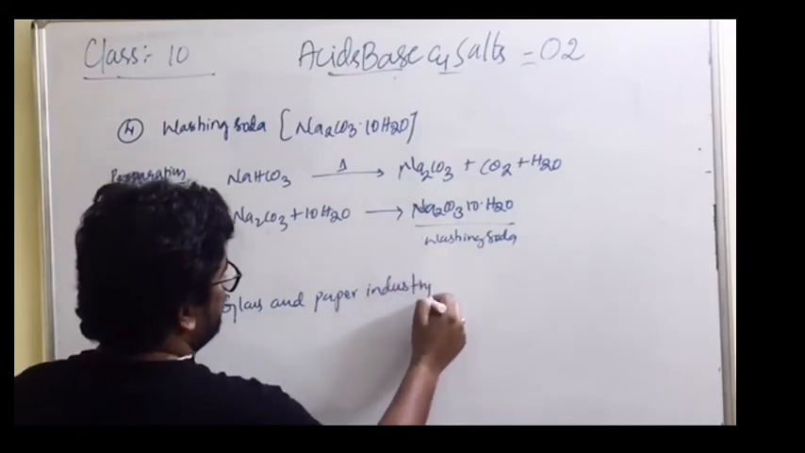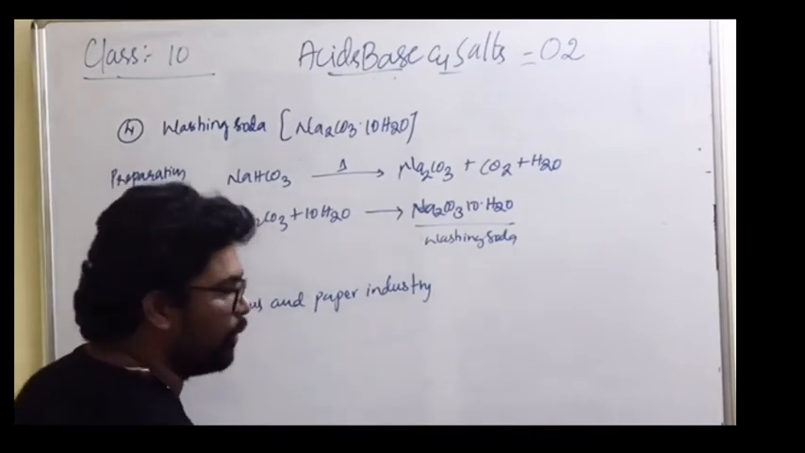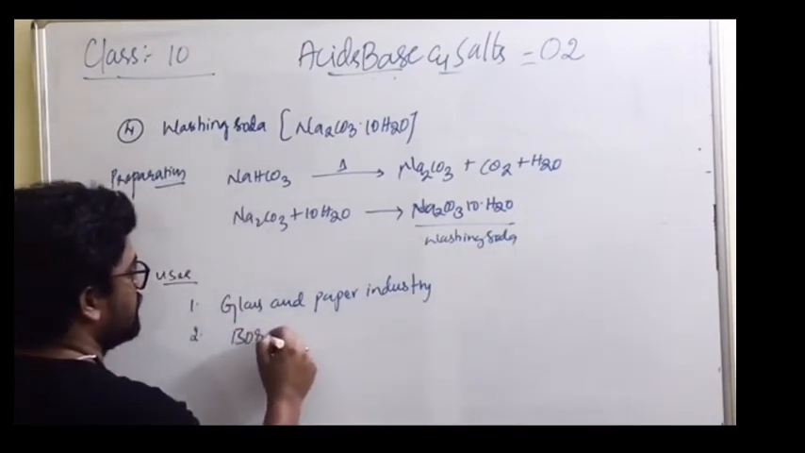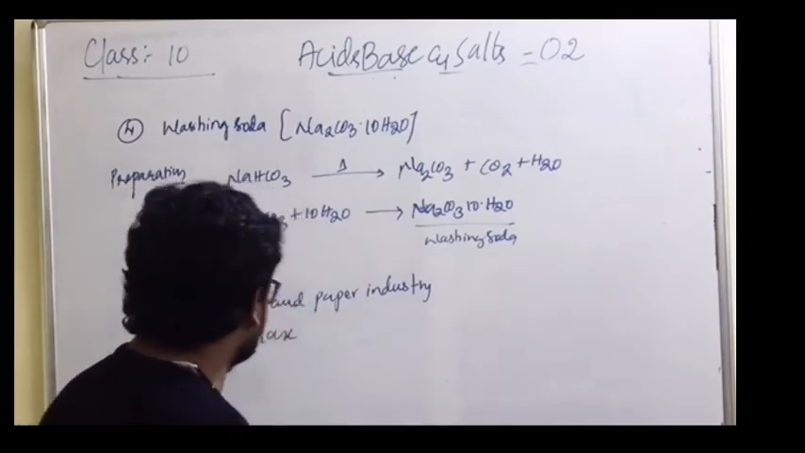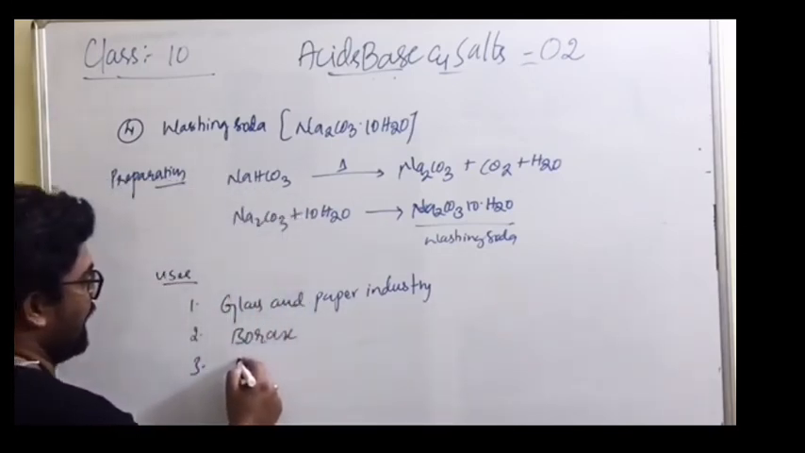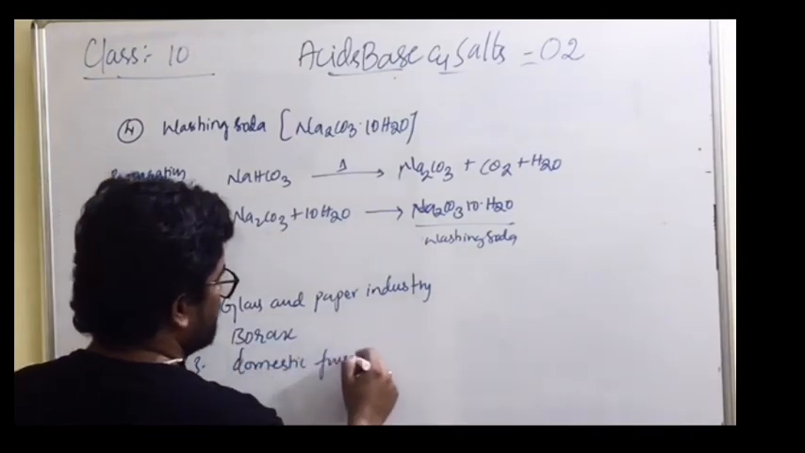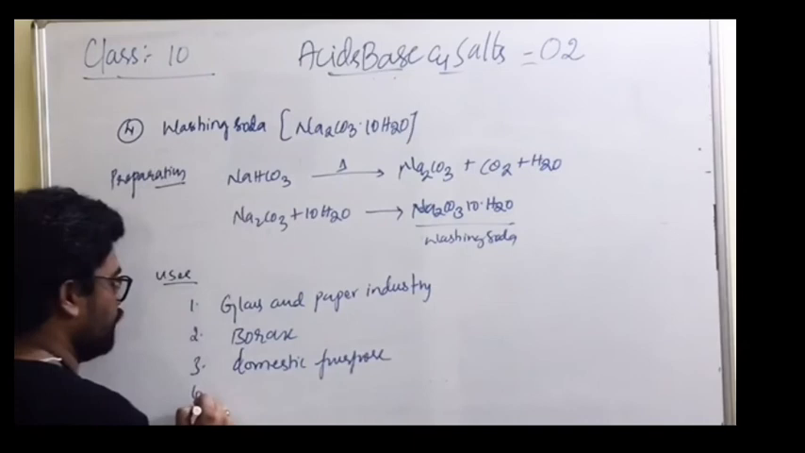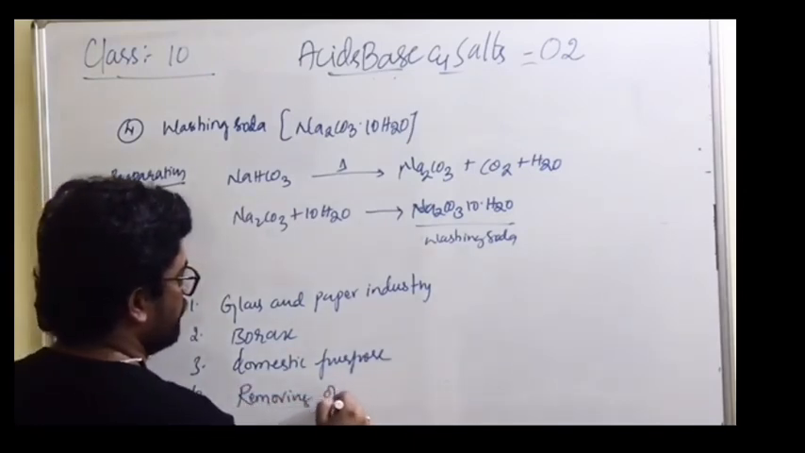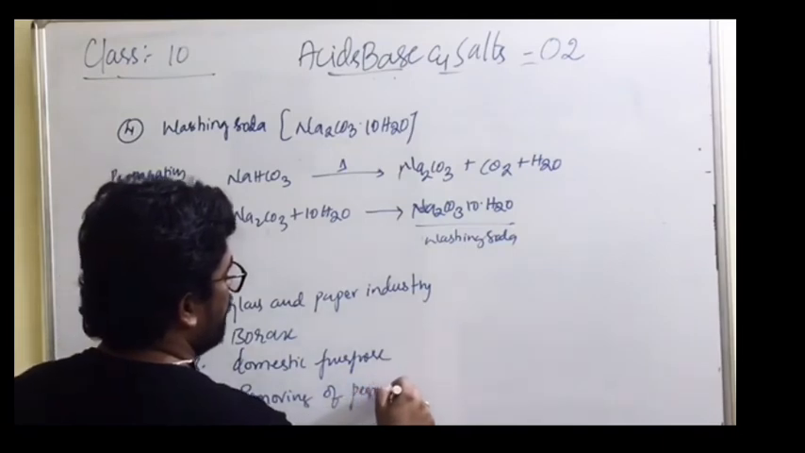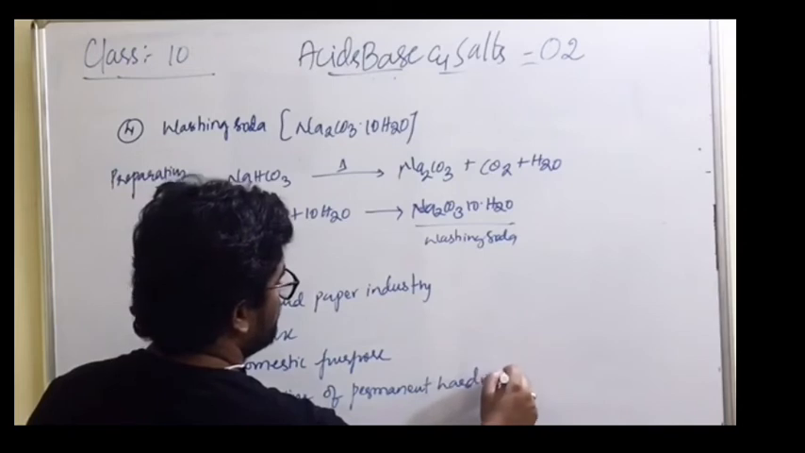The second use, it is used in the preparation of a sodium compound called borax. It is used as a cleaning agent for domestic purposes. And the fourth use, it is used for removing permanent hardness of water. So these are the following uses of the compounds. Hope you have understood all this.